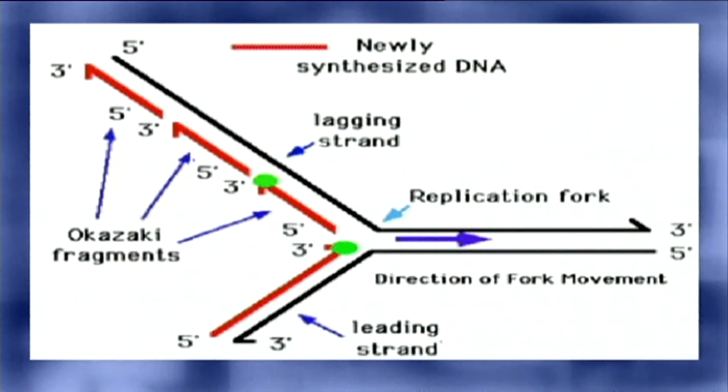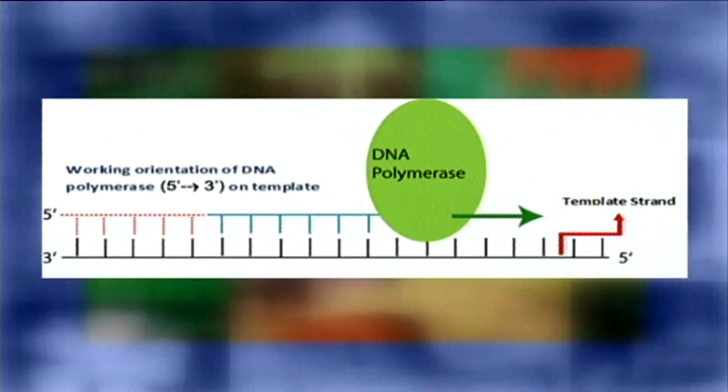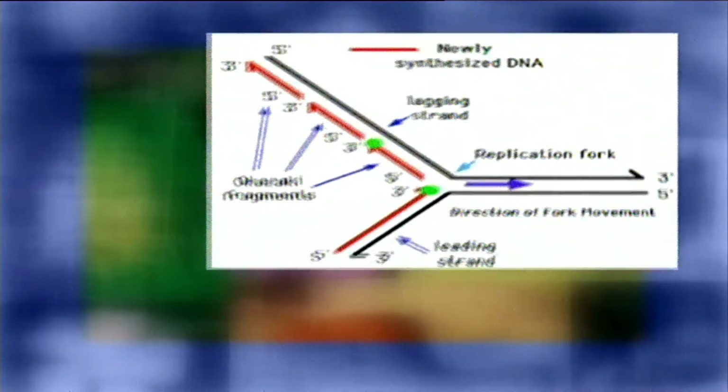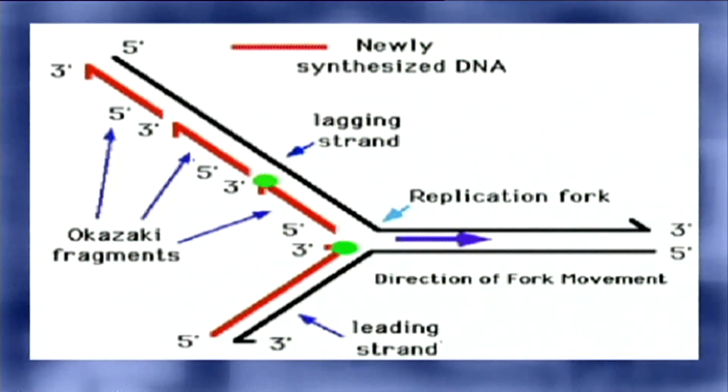A lagging strand is so oriented that the replication fork moves along it in a 5' to 3' manner. This orientation is opposite to the working orientation of DNA polymerase, which moves on a template in 3' to 5' manner. Lagging strand grows by the synthesis of short pieces in the reverse direction. These short pieces that serve as replication intermediates for the lagging strand were first described by Reiji Okazaki and hence are called Okazaki fragments.